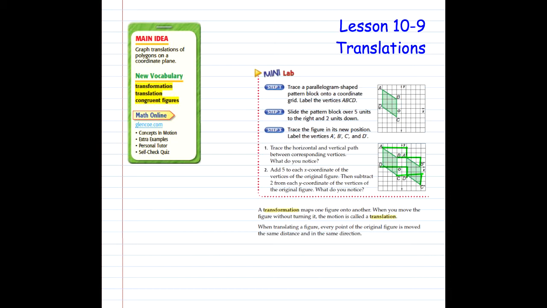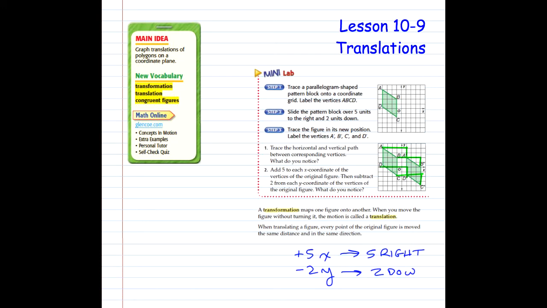subtract 2 from the y-coordinate of the vertices of the original figure, what I will get is the same thing, because adding 5 to my x-coordinate means 5 right. Subtracting 2 from my y-coordinate means 2 down.